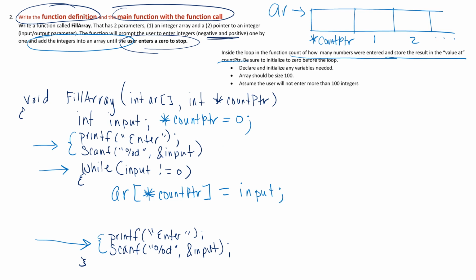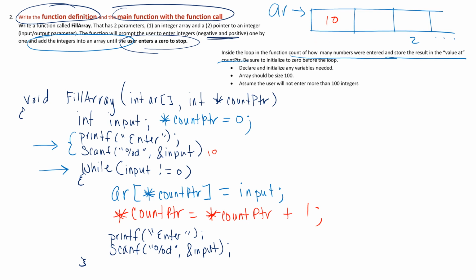So if they put a 10, for example, the user entered 10. 10 is not a 0, so 10 is going to go here. Then we're going to add 1. We're going to say the value at count pointer equals the value at count pointer plus 1. This is inside of the loop, I don't want you to be confused by that. So now after we assign the 10 there, we're going to add 1 to the value at count pointer. So now the value at count pointer is right here.